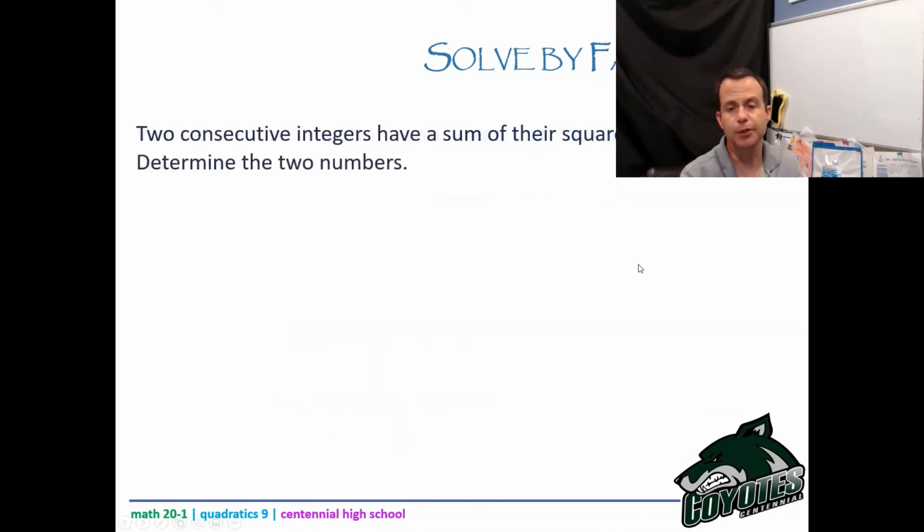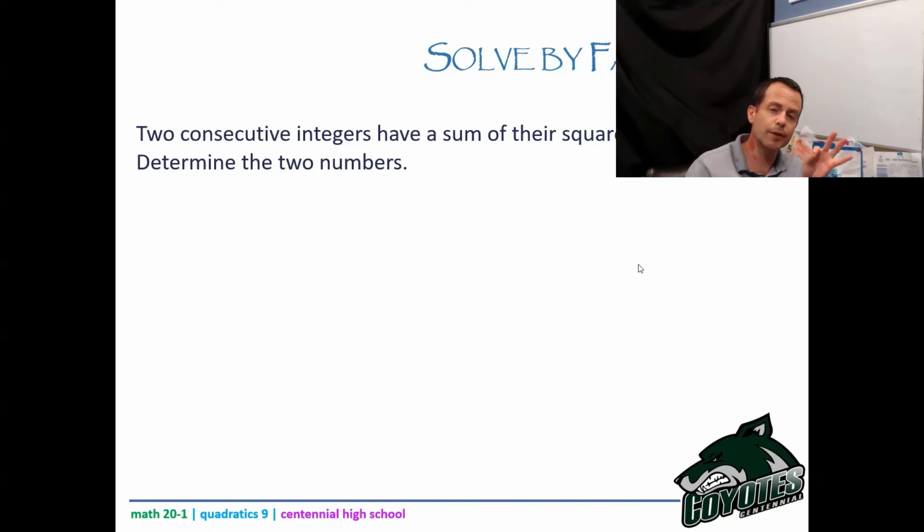Two consecutive integers have a sum of their squares equal to 113. Determine the two numbers. Now, consecutive means one right after the other. So consecutive after 10 is 11. But what I need you to think about there is mathematically, how did I do that? How do I go from 10 to 11? Well, I had to add 1 to 10. So if I want consecutive integers, I can call my first integer x, and then consecutive after x, I'd have to add 1 to it. So that would be x plus 1.